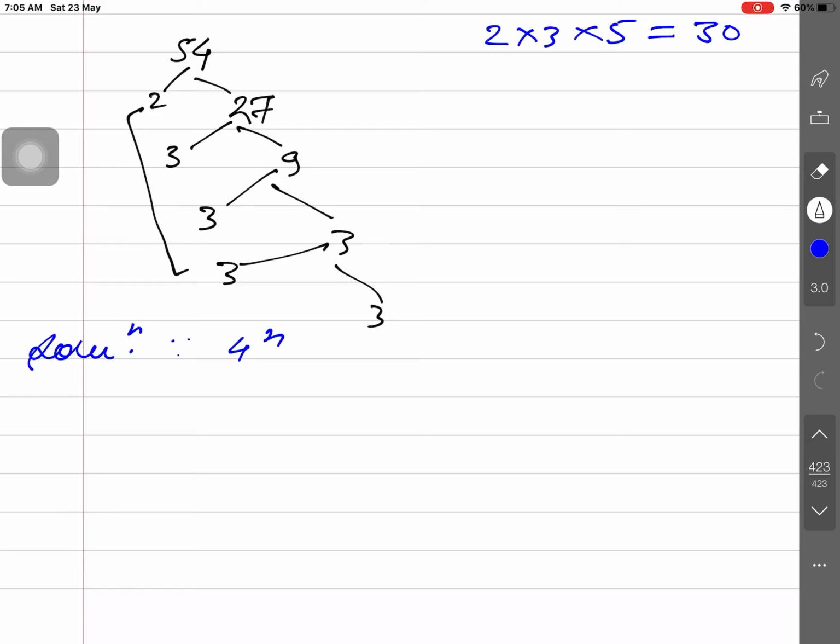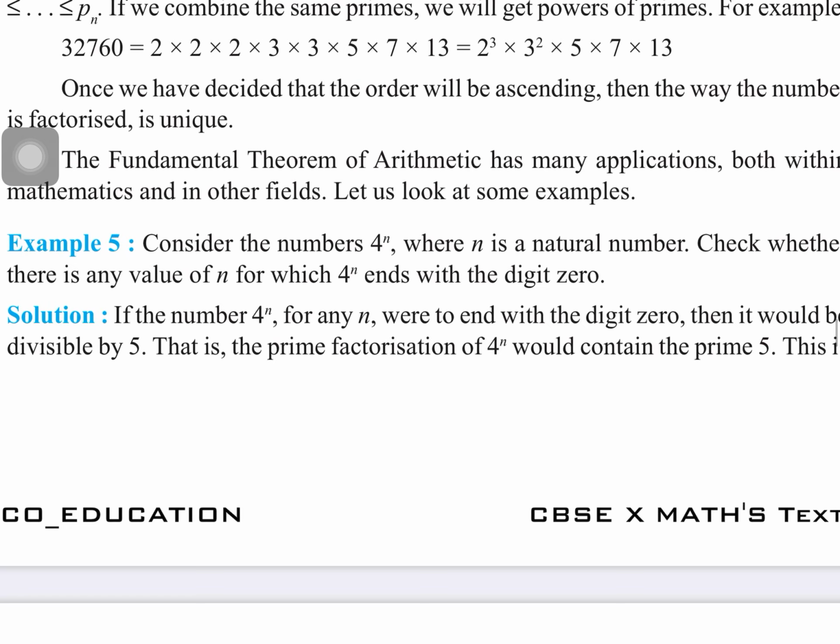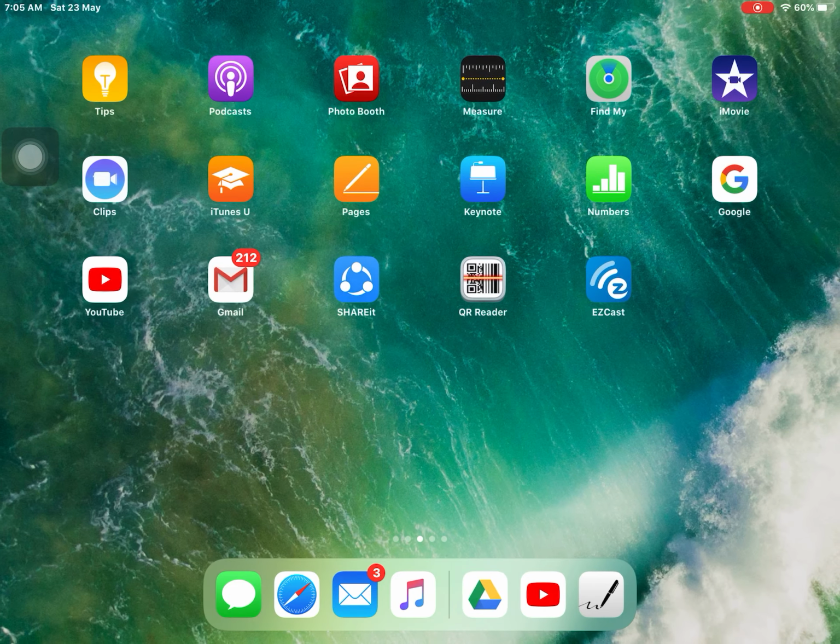For a number ending at 0, there are two things: first is the value of n, and second is the number coming after putting the value of n. The third thing is that the number that will come must be divisible by 5. Please check this again on the question. Digit 0, sorry, digit 0. So, a number ending at 0.